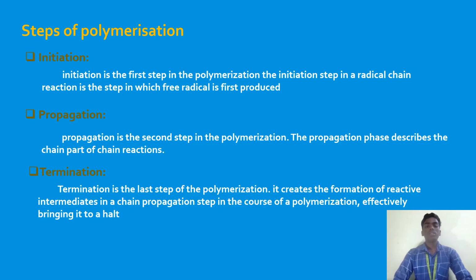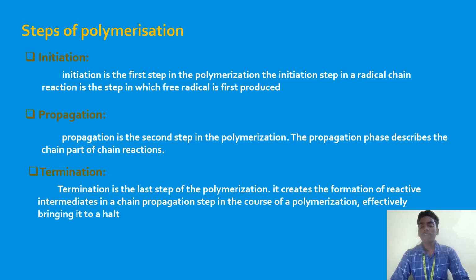And what are the steps of polymerization? There are three steps of polymerization. First one is initiation, second one is propagation, and third one is termination. Initiation is the first step in the polymerization. The initiation step in a radical chain reaction is where the free radical is first formed. In the first initiation step there is a formation of free radical, and the second step is propagation.